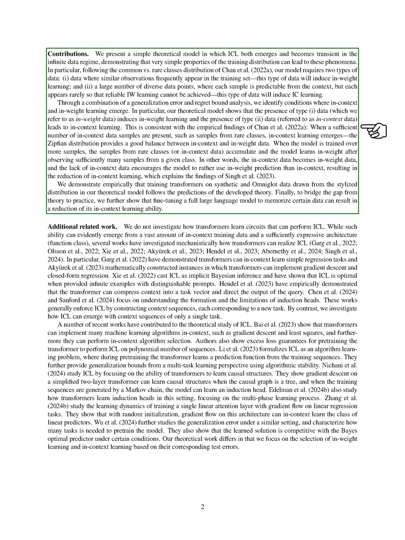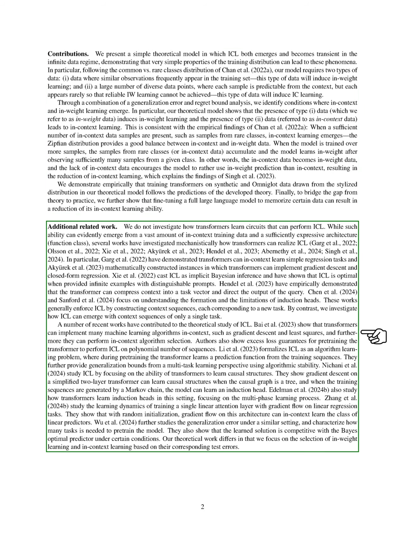This aligns with previous empirical findings, indicating that when enough in-context samples are available, ICL emerges, particularly with rare class samples. As we train models on more samples, the in-context data can transition into in-weight data, which may reduce the model's reliance on in-context learning. We empirically validate that training transformers on synthetic and Omniglot data aligns with our theoretical predictions. Furthermore, we demonstrate that fine-tuning a large language model to memorize specific data can diminish its in-context learning capabilities.